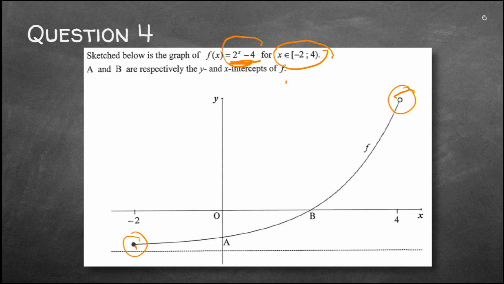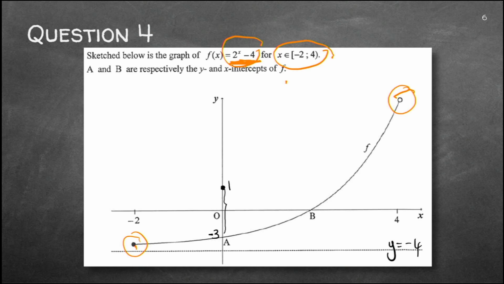So let's just quickly talk about this graph in general. That negative 4 is indicating that the graph moved 4 units down. So I already know the asymptote should be at y equal to negative 4. I also know normally exponential would have a y-intercept at 1. But if I moved everything 4 units down, it will now be at negative 3.